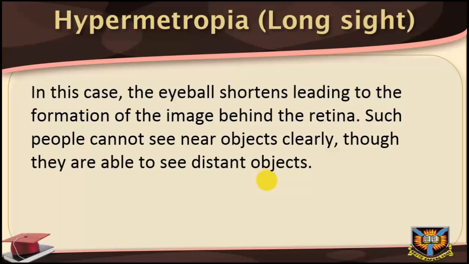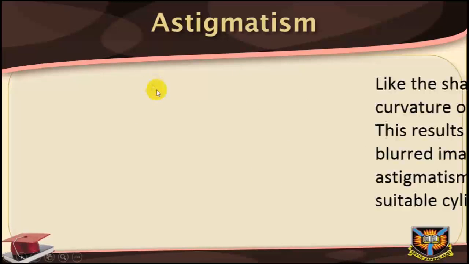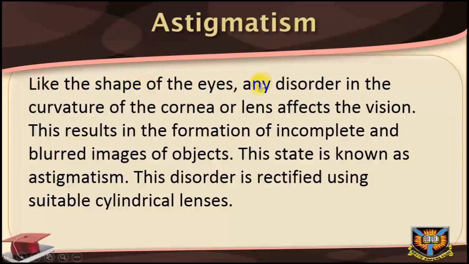Astigmatism. Like the shape of the eyes, any disorder in the curvature of the cornea or lens affects the vision. This results in the formation of incomplete and blurred images of the objects. This state is known as astigmatism. This disorder is rectified using suitable cylindrical lenses.